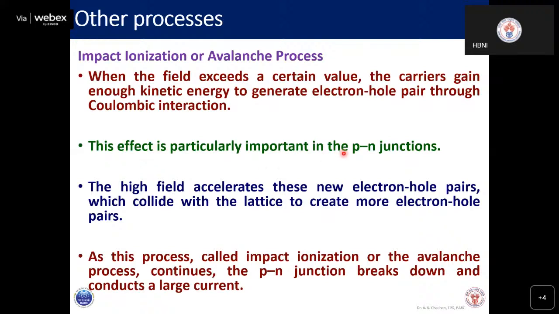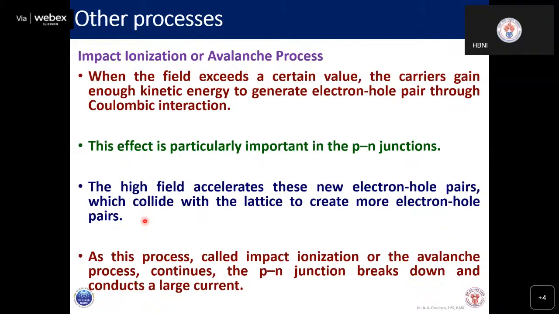This effect is important in PN junctions. When we see Zener diodes, they are based on this principle. This high field accelerates these new electron hole pairs, which collide with the lattice to create more electron hole pairs. So as I said, suppose initially there was one electron.